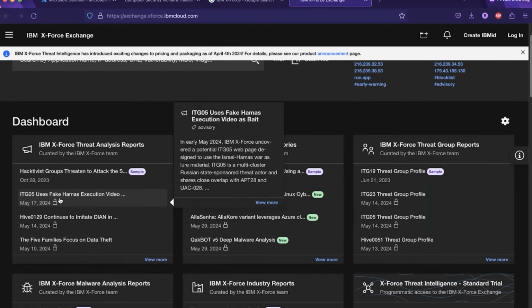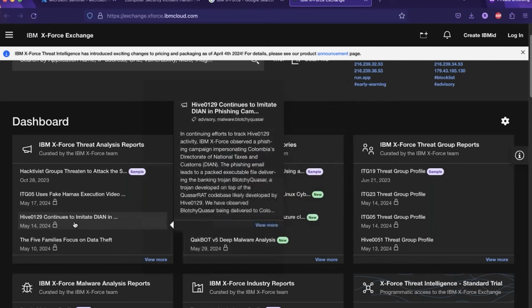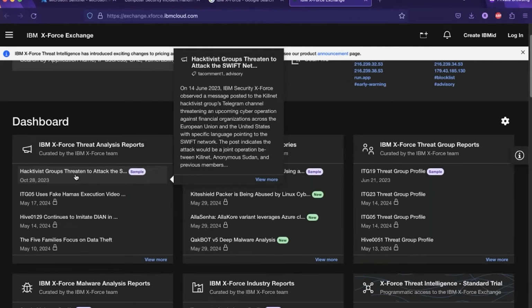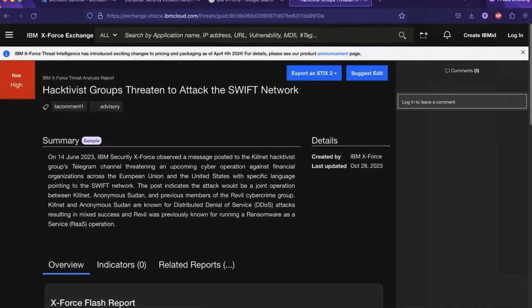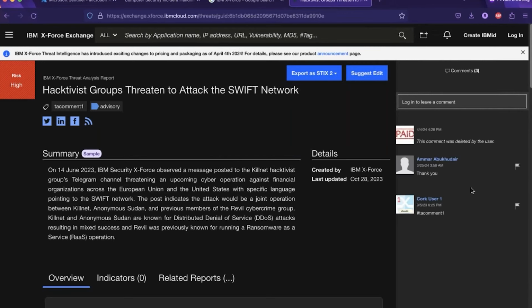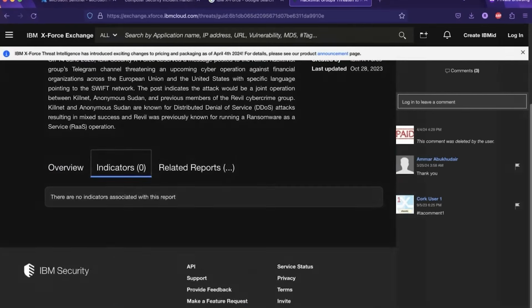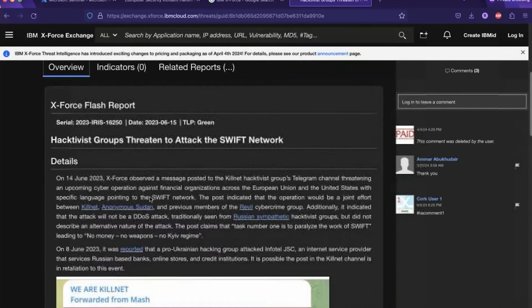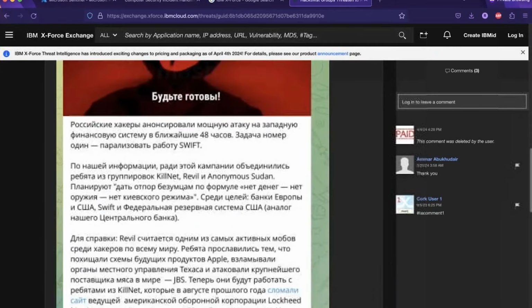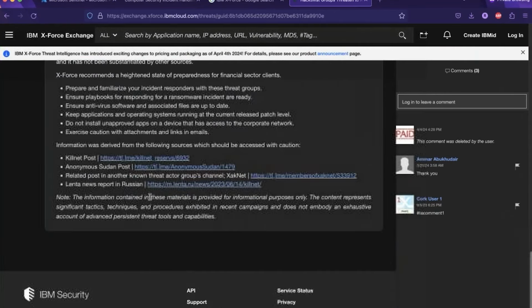Okay. Then here, ITG5 uses a fake Hamas execution video as bait. Then Hive continues to die. So here is a sample file. I can open it because it is just a sample. Now here, if we go in, there are no indicators, just an overview of what is happening, with detail given that you can read about.